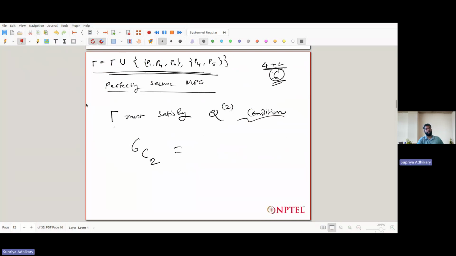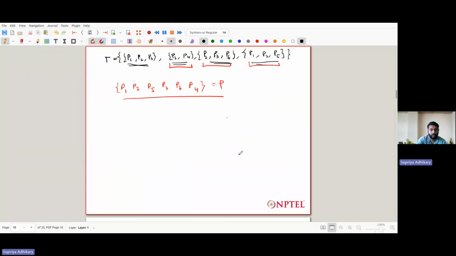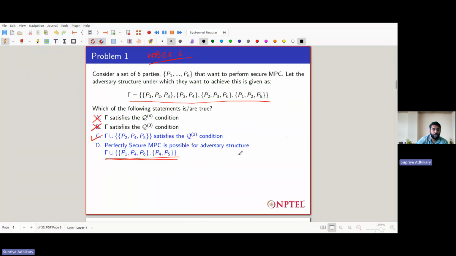Basically you have to check all these 6C2 pairs of sets in gamma, and if the union of any pair covers the whole participant set, then we can say that it does not satisfy the Q2 condition, and we cannot have a perfectly secure MPC. But in this case, if you check all of these possible pairs, you can see that this actually satisfies the Q2 condition. That means we can create a perfectly secure MPC.